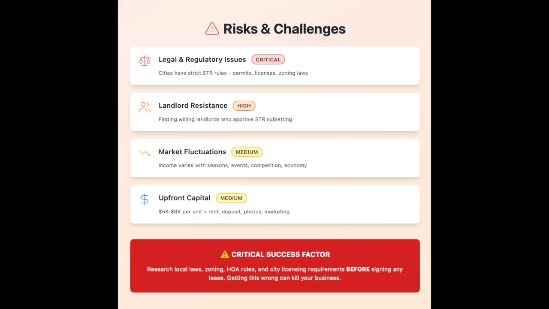Wow. So getting that wrong could just completely kill the business before it starts. Pretty much. Fines, legal trouble, being forced to shut down. It's presented as a make-or-break first step. Diligent research is key. Then there's landlord resistance.